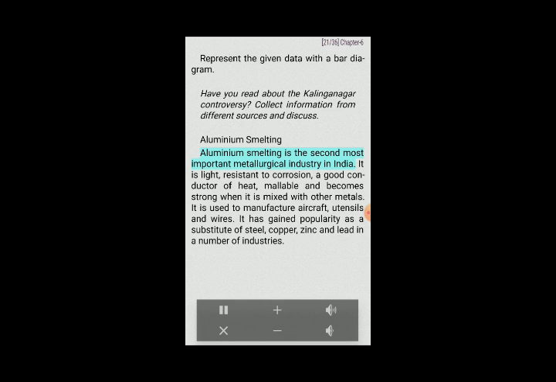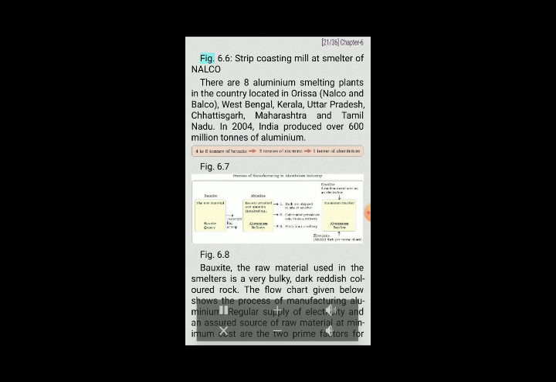Aluminium smelting. Aluminium smelting is the second most important metallurgical industry in India. It is light, resistant to corrosion, a good conductor of heat, malleable and becomes strong when it is mixed with other metals. It is used to manufacture aircraft, utensils and wires. It has gained popularity as a substitute of steel, copper, zinc and lead in a number of industries.